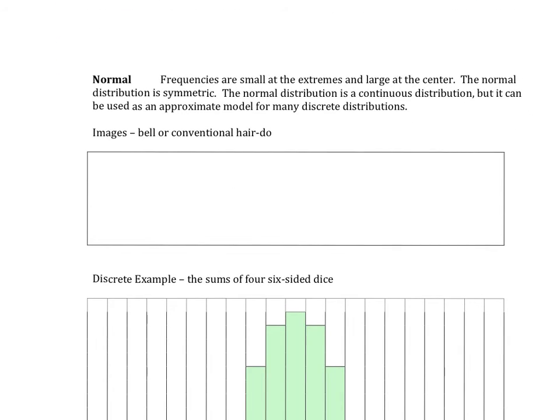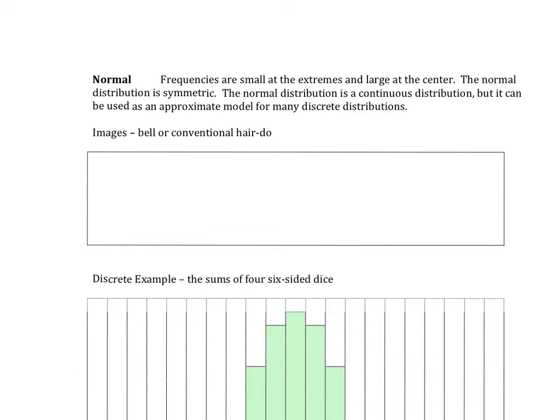The next distribution we're going to talk about is probably the star of the show, the normal distribution. We'll spend a lot of time with this guy. This is an introduction. Describing the distribution or the shape of the distribution, you would say that frequencies are small at the extremes, the low and the high end, and large at the center. It's symmetric. It's a continuous distribution, but it can be used as an approximate model for many discrete distributions. We'll look at one of those in a second.